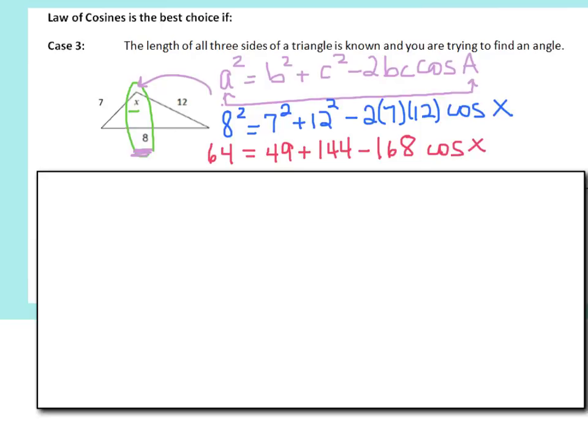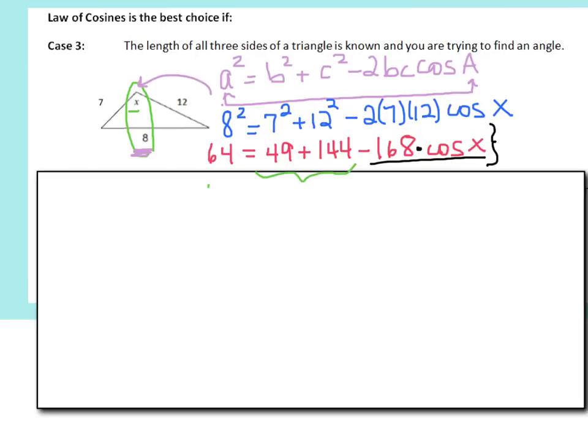Now let's pause right here and look at this pair. 168 is being multiplied times the cosine of x. This pair is being held together by multiplication. That means in a minute when we want to take them apart, we're going to have to take them apart by division. So now we're going to look at what we can do to simplify this part right here.